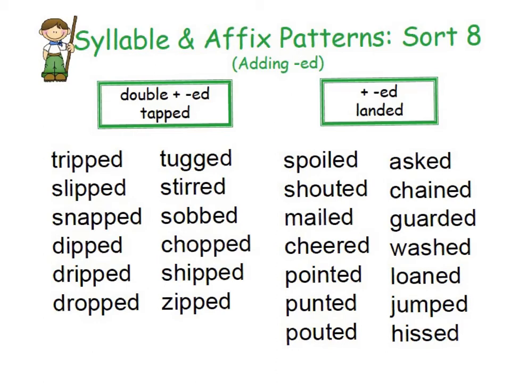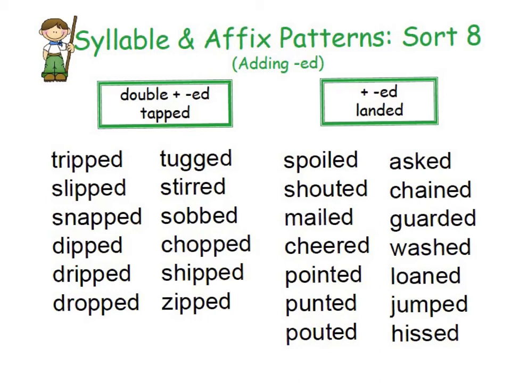Now we're ready to check to make sure you put all of your words under the correct pattern. Let's first look where we doubled the consonant before adding the ed. On your word sort mat, you should have the words tripped, slipped, snapped, dipped, dripped, dropped, tugged, stirred, sobbed, chopped, shipped, zipped.